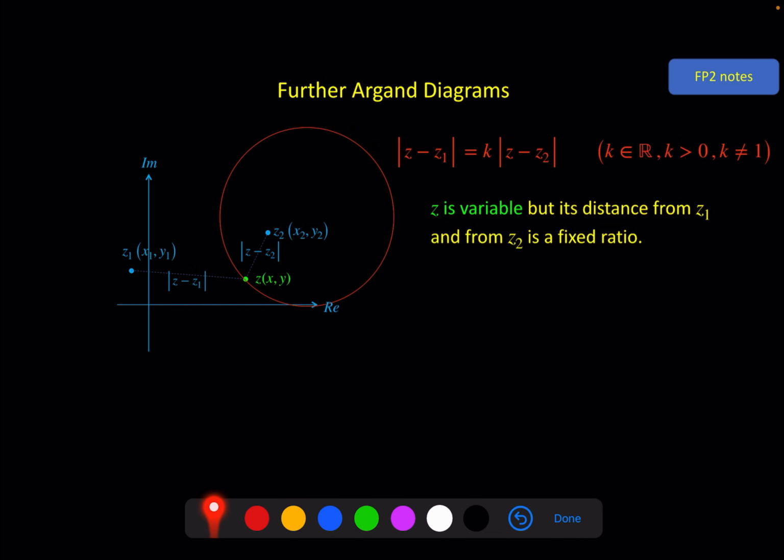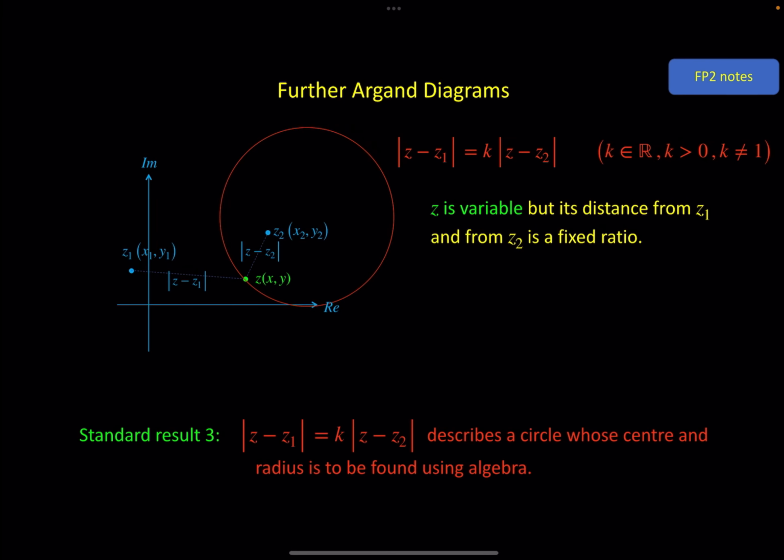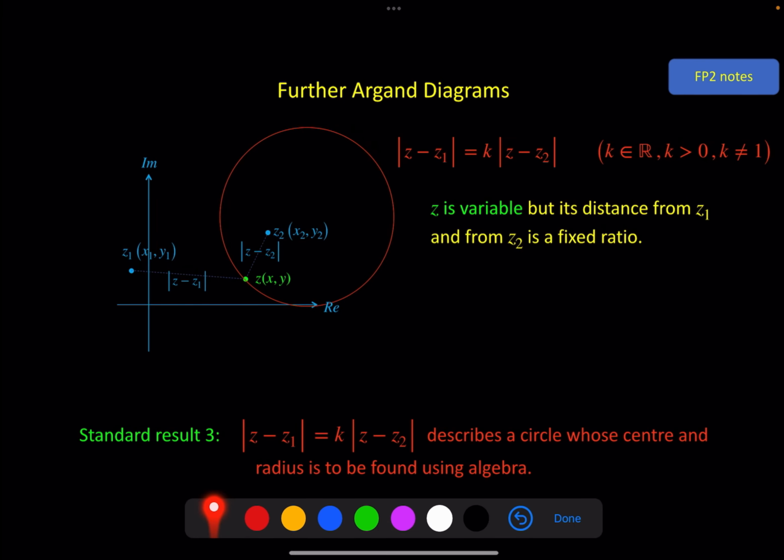Unfortunately, it's not easy to find the center or the radius of this circle. It's not as easy as it was before. It's not just z2 or z1. It's not just this distance or this distance. It's an unknown center and an unknown radius. And we have to use the method I've been using from the equation to find out what those are. But this is our third standard result. This statement describes a circle whose center and radius is to be found using algebra.